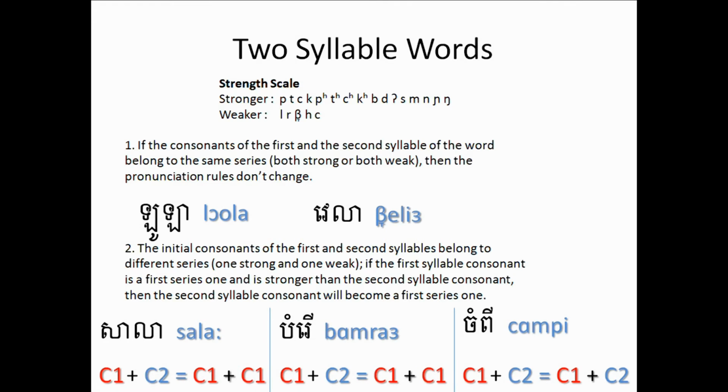Alright, moving on to the second rule of two-syllable words. If the initial consonants of the first and second syllables belong to different series, one's a first series, one's a second series, or one's strong, one's weak.